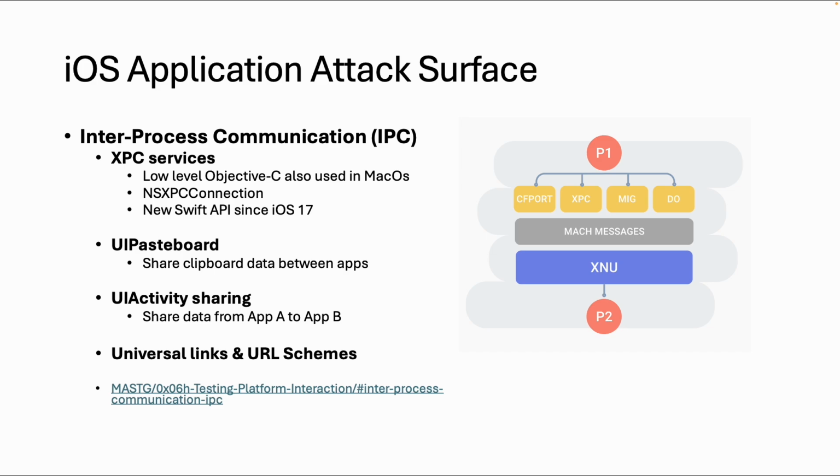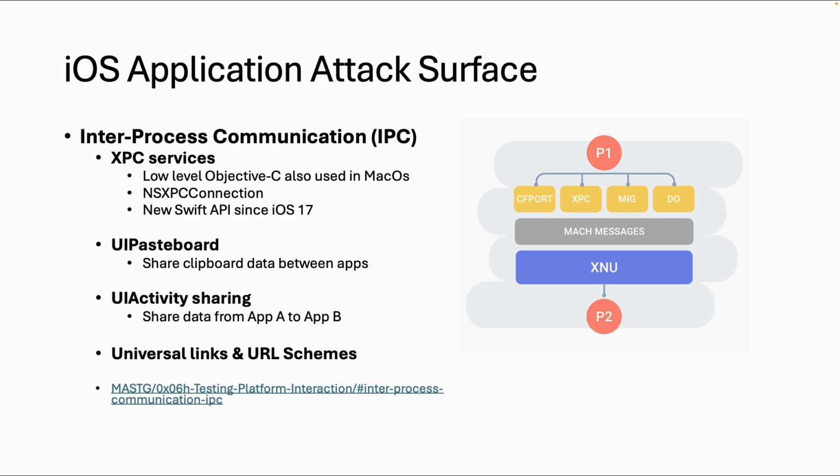Then there is the UIPasteboard. This can be used and configured to share clipboard data between apps. And there is user activity sharing, which can also be used to share data between apps, but this can be a little bit more data, like for example PDF files you can send to your mail client, to WhatsApp, etc. The main thing I will cover in this video is universal links and URL schemes. I will show you some practical examples of how to find universal links and URL schemes within an app, and also how to fuzz and maybe exploit them.